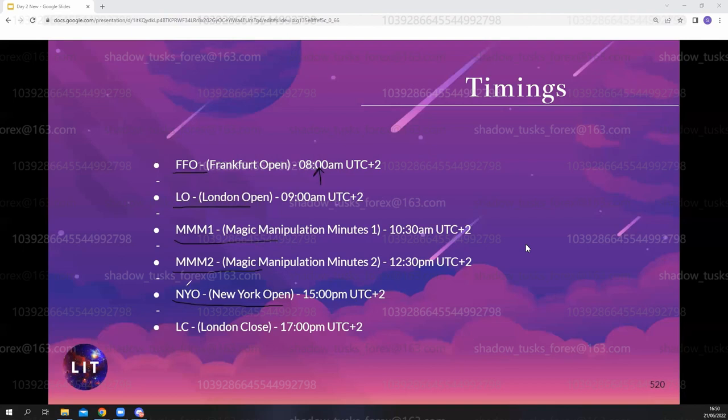But the key sessions are New York Open, London Open, and Frankfurt Open as the session timings. And then you have the key magic manipulation minutes windows, and London Close being the last session of the day. So it's key you keep these sessions in your head, revise them, remember them, because it may get a little bit overwhelming trying to apply the build-up, inducement, mitigation alongside timing. So you're going to have a lot to remember, but it will click once you do get it. So don't worry about that. Now we will be moving on to our first example.